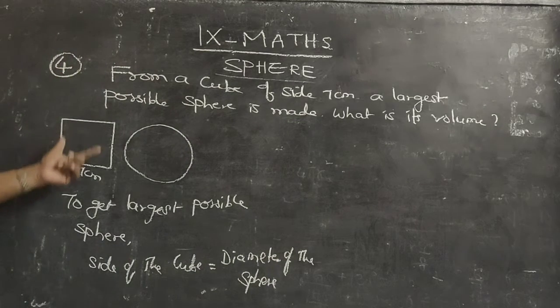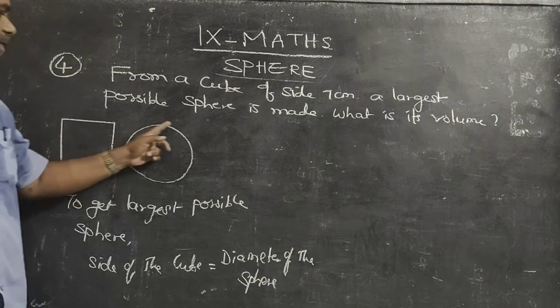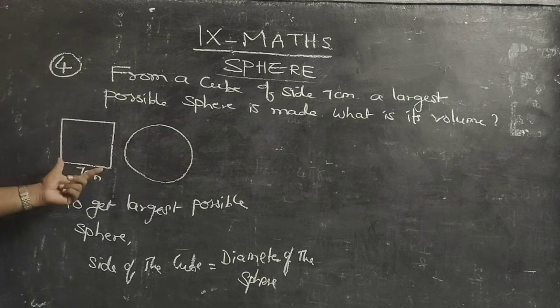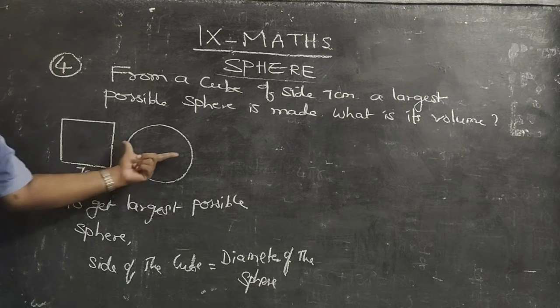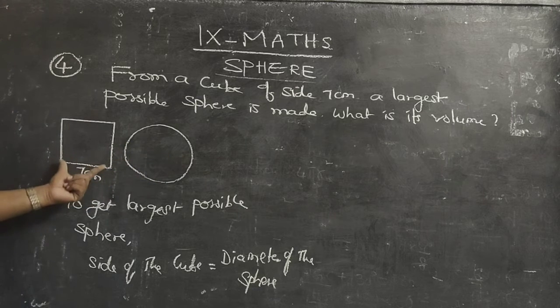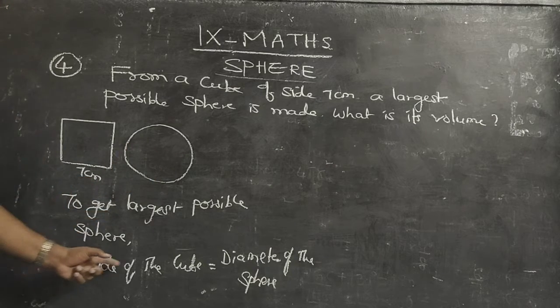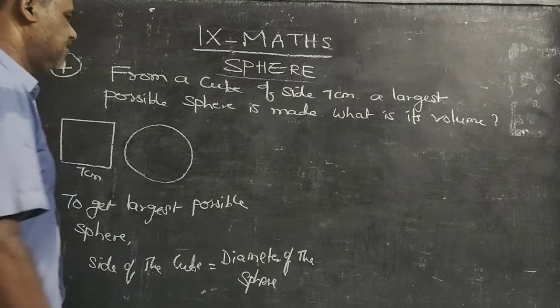So this is a cube of side 7 centimeters. Now we are converting it into a sphere. If you want a big sphere, the side of the cube, this length, should be equal to the diameter. It can give a maximum of 7 centimeters only. So that length should be equal to the diameter of the sphere. So the height of the cube should be equal to the diameter of the sphere.